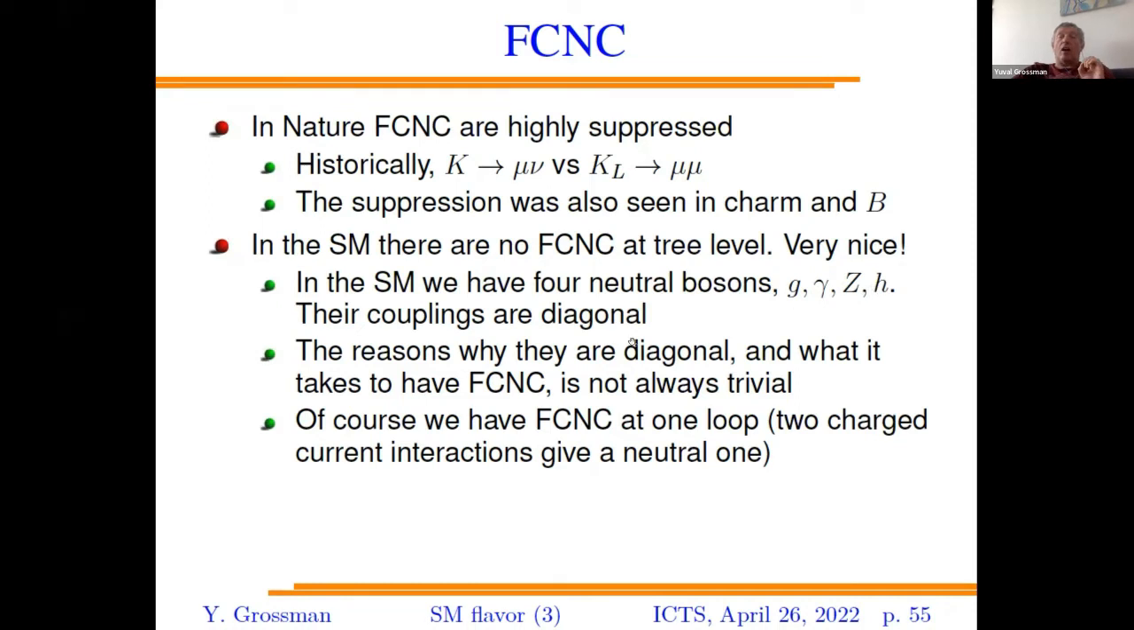Great. And the couplings of all four bosons in the standard model, the gluon, the photon, the Z, and the H, they are all diagonal. And we're going to discuss them in great detail. We have to understand why they are diagonal. I already mentioned it yesterday, and today we'll get into the details, okay? And it's far from trivial why they are diagonal.